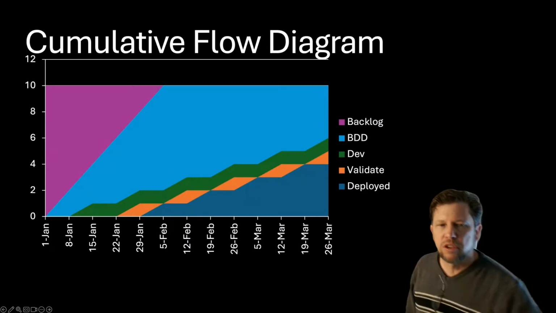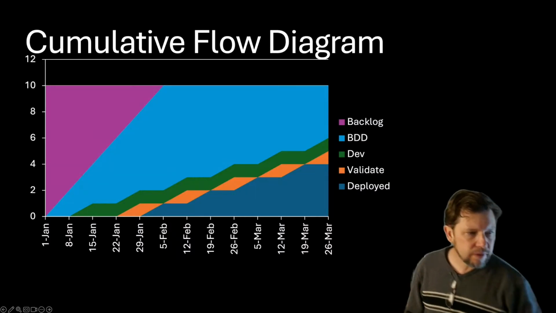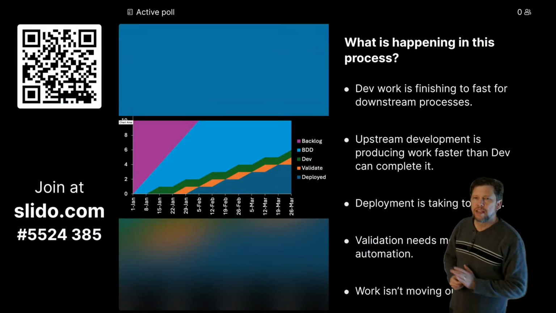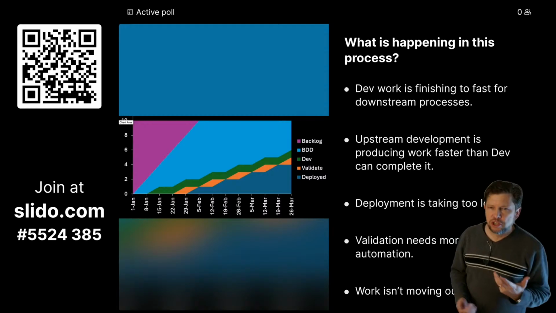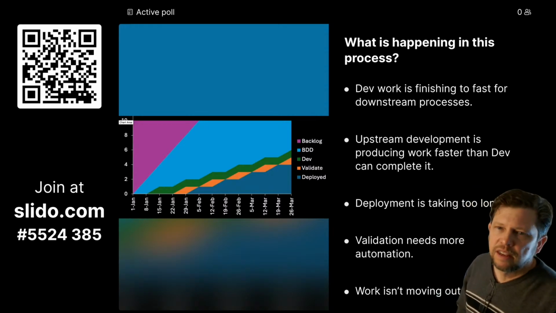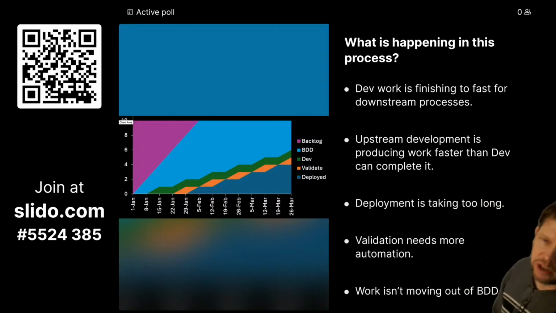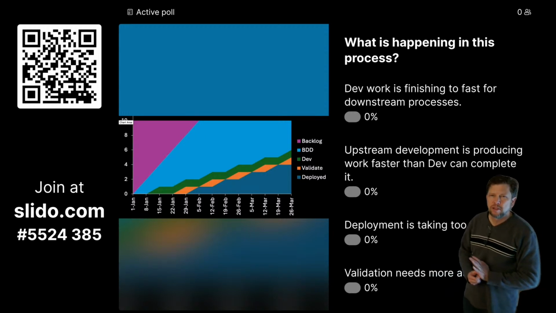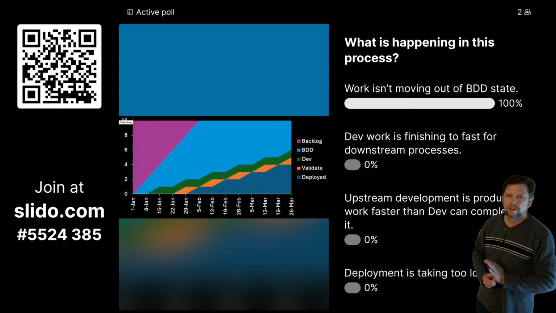So now we've got a graph that looks something like this. So what's happening in this process? So how would you describe what's happening? That dev work is finishing too fast for downstream processes. Upstream development is producing work faster than dev can complete it. Deployment is taking too long. Validation needs more automation, or work isn't moving out of BDD. Which one of those do you think describes what's here?